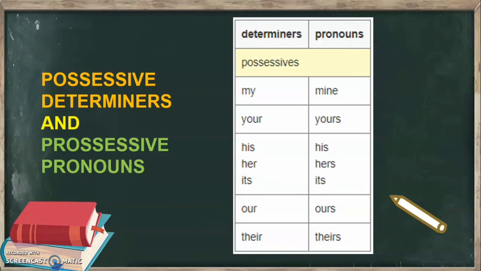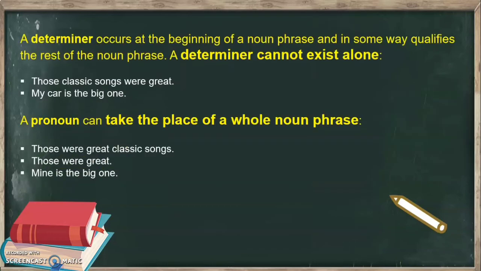Again, I wanted to say that the main difference is this. Just go back to this rule here. A determiner cannot exist alone. It cannot be by itself. A determiner needs a noun always, while a pronoun doesn't need a noun beside it to become that word. So those classic songs, my car, those, mine, they stand by themselves rather.